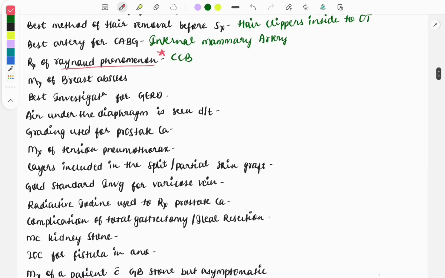Then the next question, management of breast abscess. Breast is also a very important topic, and breast abscess questions have been asked repeatedly. So how do you manage the patient? We will do incision and drainage. It can be asked directly as a one-liner or by giving a clinical case of a female in the lactational period who comes with complaints of pus from the breast. You need to make the diagnosis of breast abscess and the management is incision and drainage.